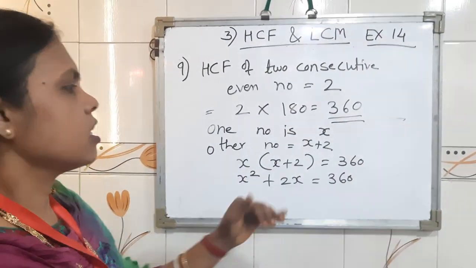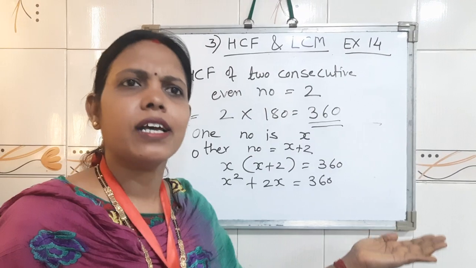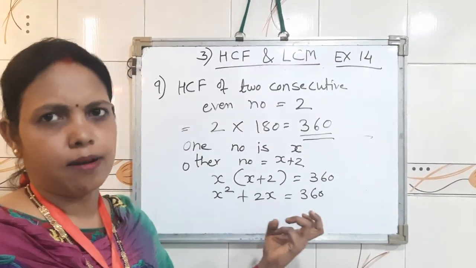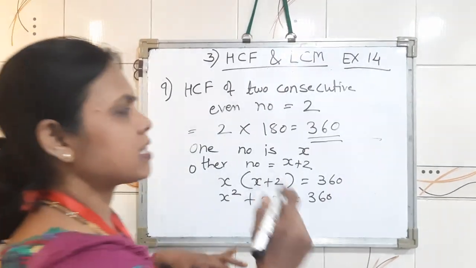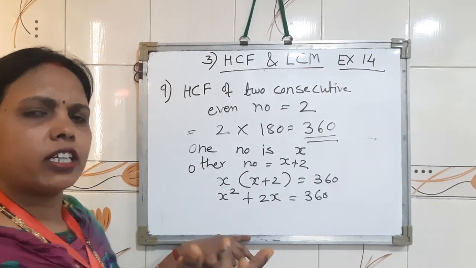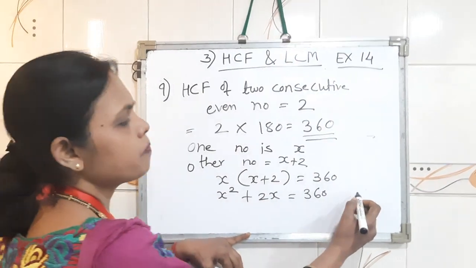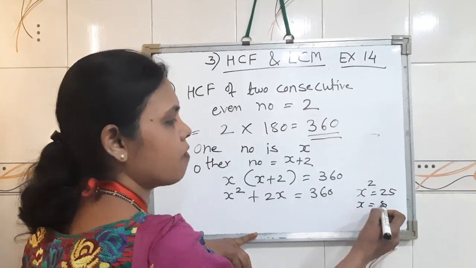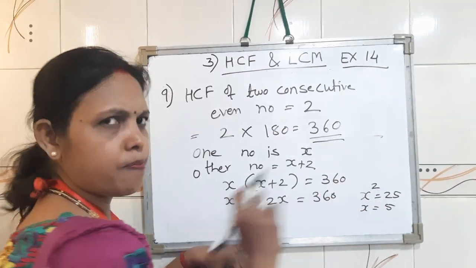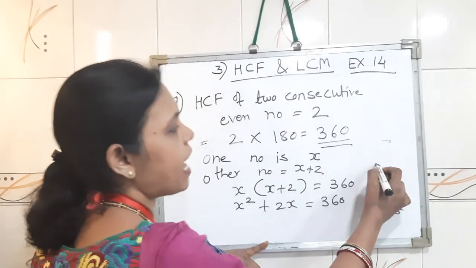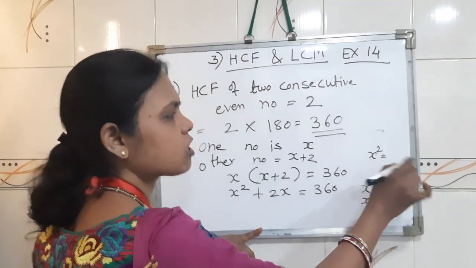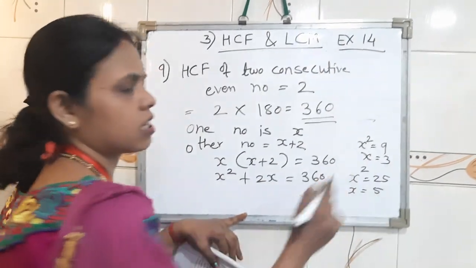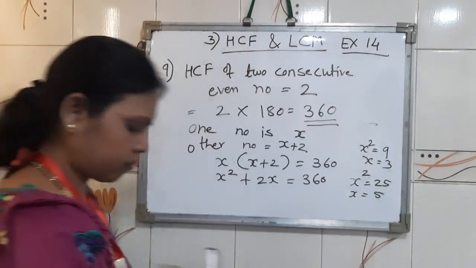Now children, which number will we add to get a perfect square number? What do you mean by a perfect square number? For example, x square equal to 25, then x equal to 5. This is called a perfect square number. Suppose x square equal to 9, then x equal to 3. Such types of numbers we will take.